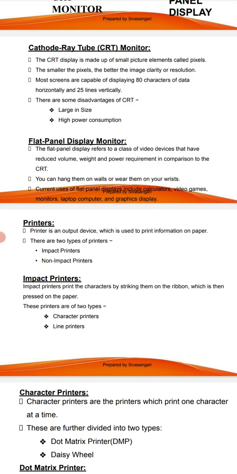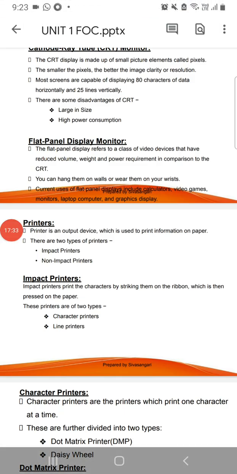Printer. Printer is an output device used to print information on the paper. There are two types of printer. One is impact printer, another one is non-impact printer. Impact printer prints the character by striking on the ribbon, which is then pressed on the paper. There are two types of impact printer. One is character printer, another one is line printer.